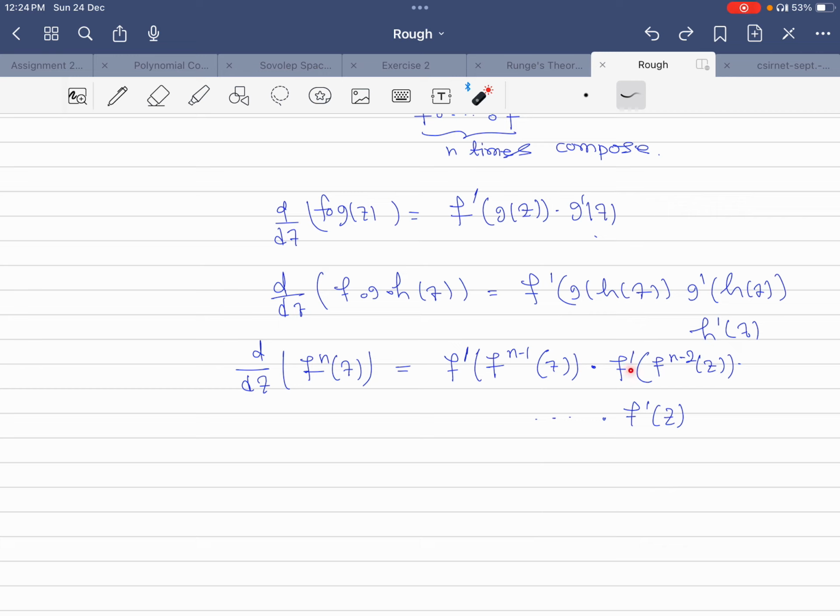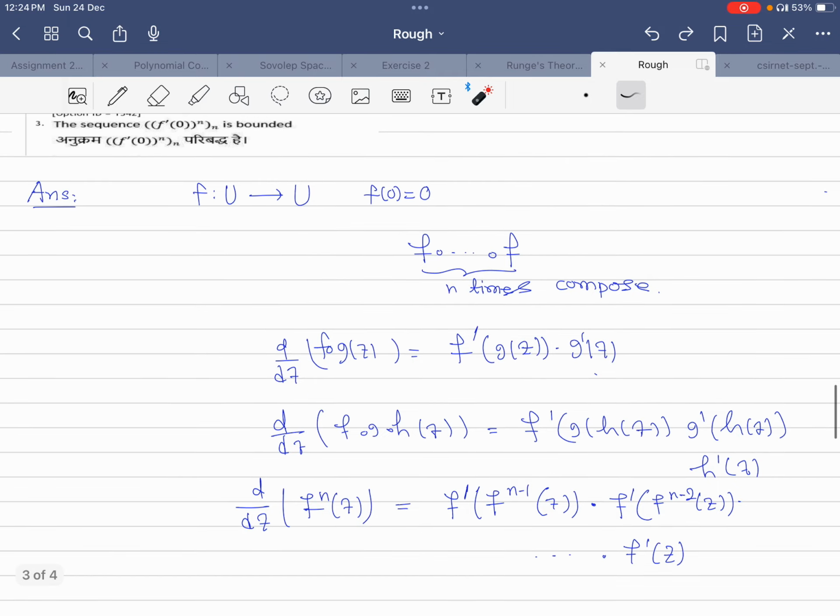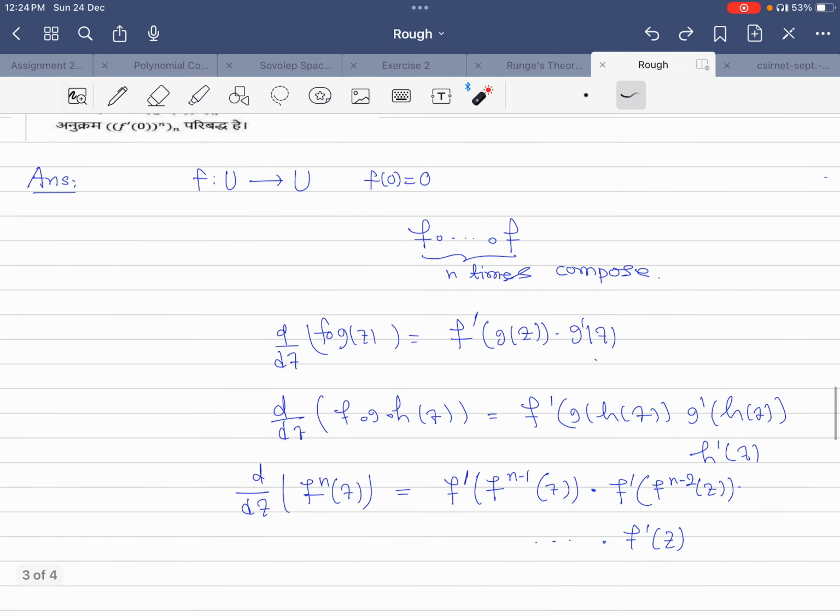So that will be f prime of f to the power n minus 2 of z, and so on. Then f prime of f to the power n minus 3 of z, like that. At the end it will be f prime of z. So here we have something that we will use. See what we have.